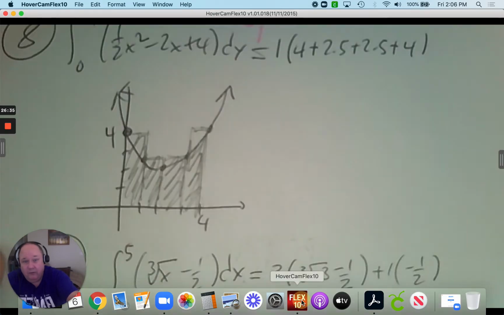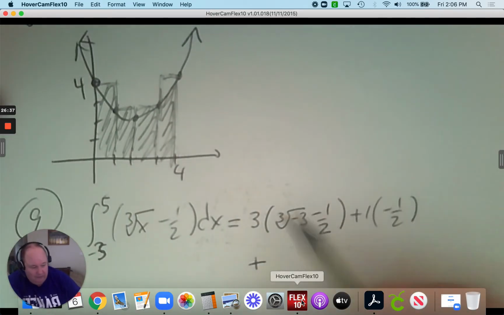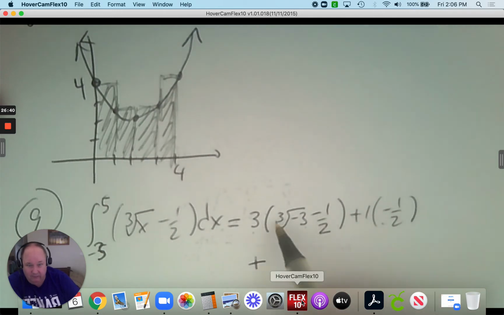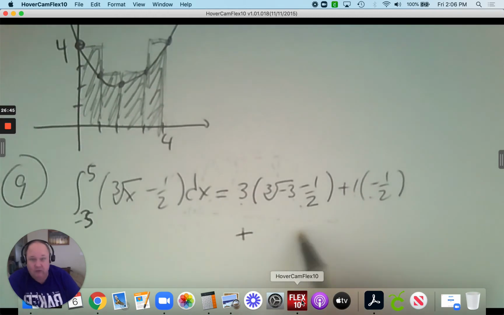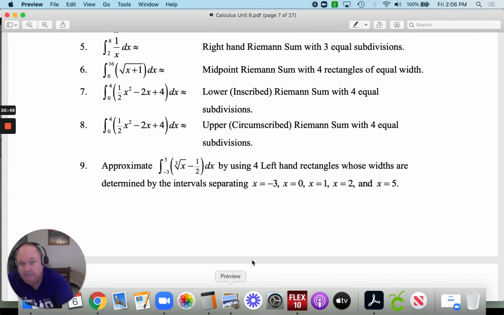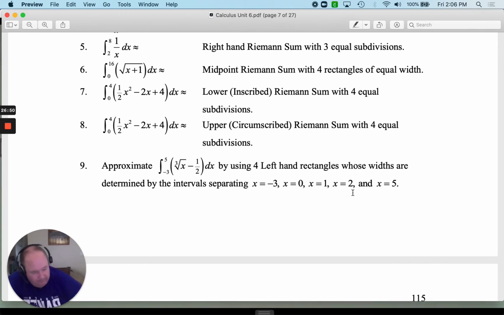So you can see what I'm doing again. So I'm doing each rectangle separately. So length times width, each one separately. So the first one was 3 by this. The next one was 1 by negative a half. And just each one separately. So 1 to 2 is 1. And then the left height, you plug in +1. You don't have to simplify it, so just write it in. And then the last one is 2 to 5. That's 3. And then use 2. And that's what it looks like.